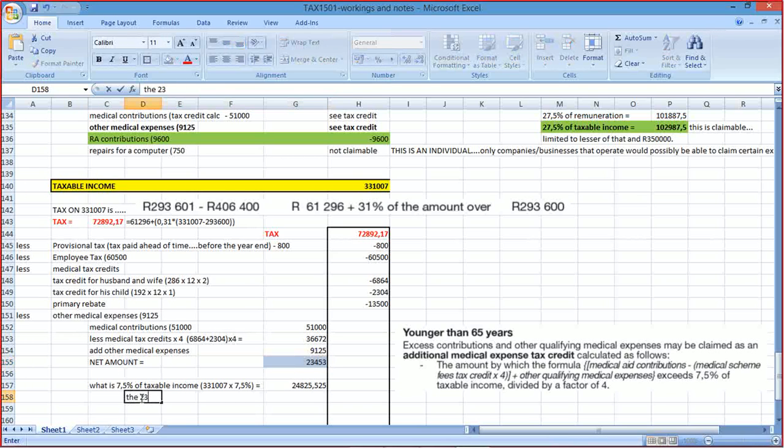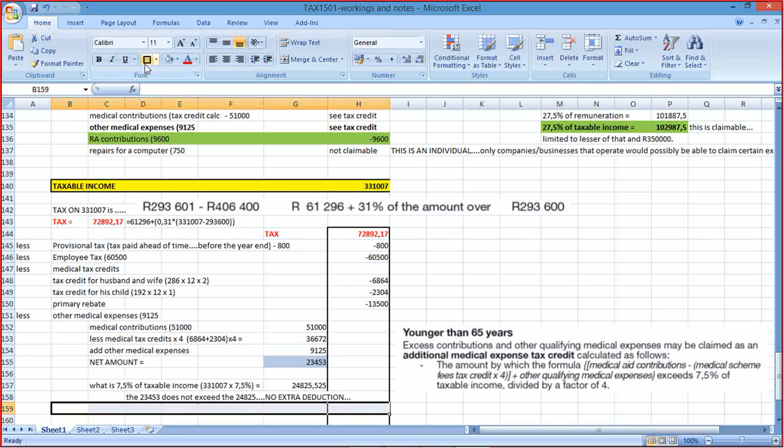The 23,453 does not exceed the 24,825. No extra deduction. Happy with that? And if it did exceed it, then the difference would be deductible. Right, so final answer.